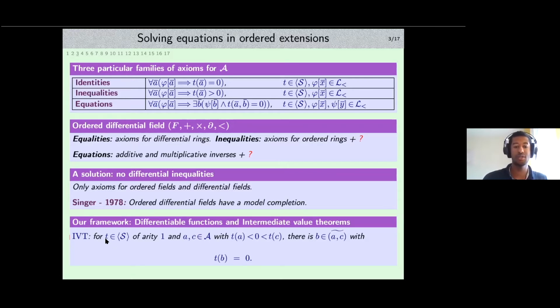That is, you take a term here with only one variable, and you assume that it changes its sign between two elements A and C. Then the equation T of B equals 0 should have a solution. So you want an intermediate value theorem for those types of terms. We will see that we can have consistent theories of differential fields with this type of closure.